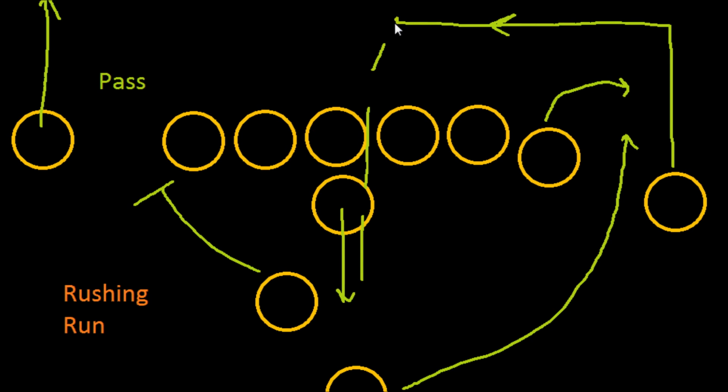That receiver is going to come across, catch the ball, and then as soon as he catches the ball, he's going to start running again, because he's trying to gain as much yardage as possible. So he's going to turn upfield and try to run. Obviously, the defense will be trying to stop him, so they'll grab him and try to pull him down and tackle him as soon as they can.